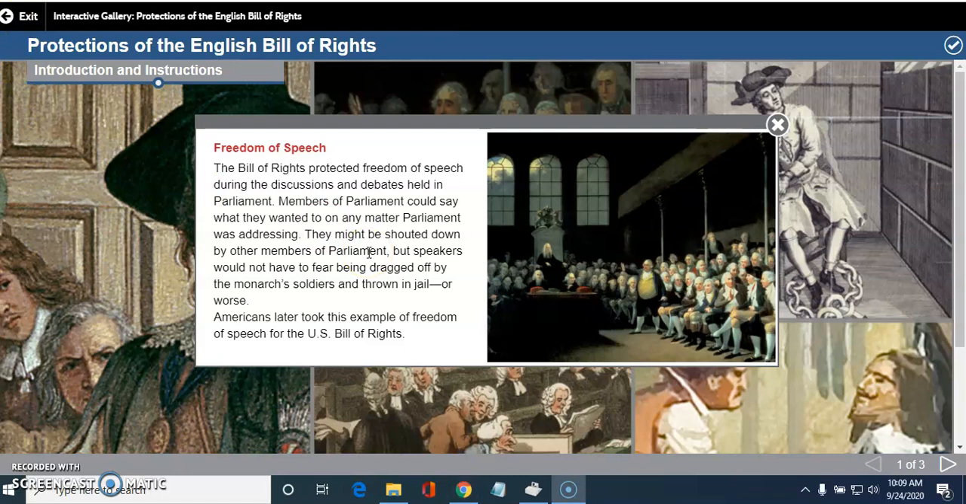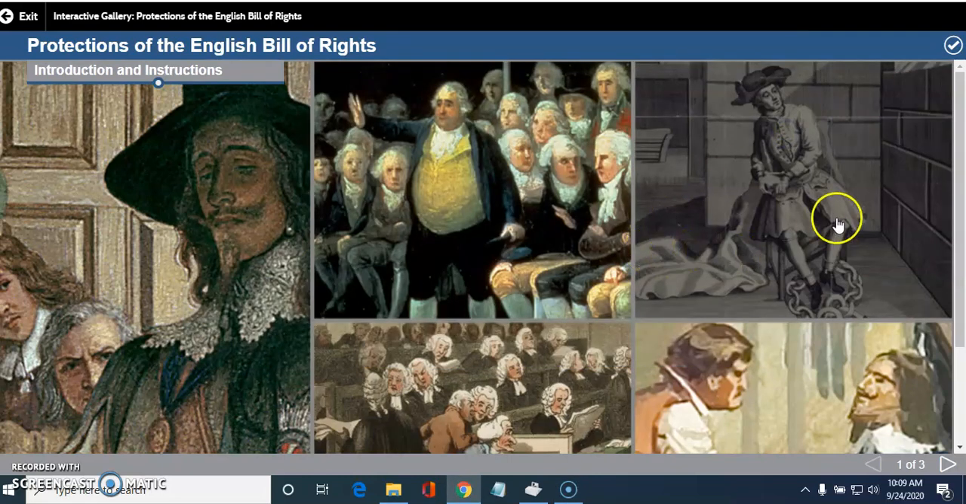This bill protects freedom of speech. During discussion and debate, a member of Parliament could say whatever they wanted to about a matter, because free thought should be expressed in speech. And they would not be worried about being thrown into jail. Americans took this on. This freedom guarantees liberty. If you had liberty, you got it right. Let's go to the next one.